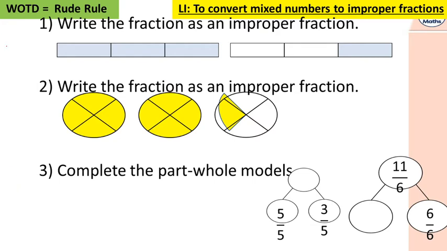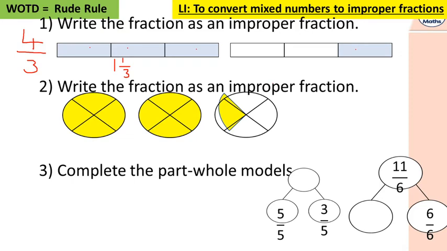Okay, so the first one, write the fraction as an improper fraction. So we have a whole here, that's all of it full, split into three equal parts. This one's split into three equal parts. I'm looking at the bit that's shaded in blue. So we have 1, 2, 3/3, 4/3. So we have 4/3. If I wanted that as a mixed number, let's start doing that conversion practice now. So we've got 4/3, which is the same as one whole and 1/3.